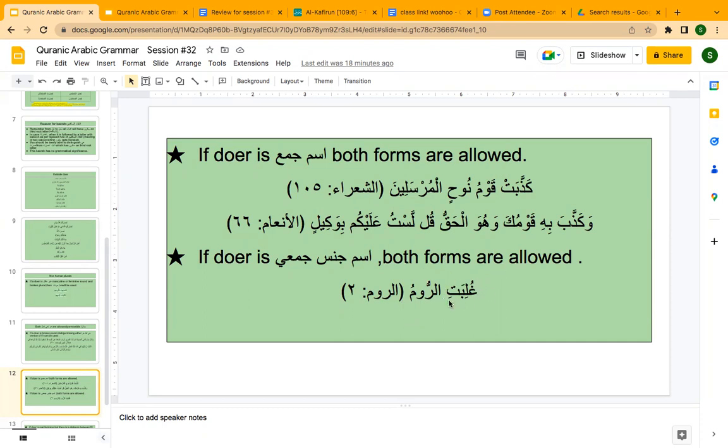Can you see ghulibat? This was originally ghulibat. Why is this kasra here? Who remembers this kasra? Yes, it is also majhul. But it's a past tense form, and it's a majhul form, but we have not done it, but still, I could not find any other example.